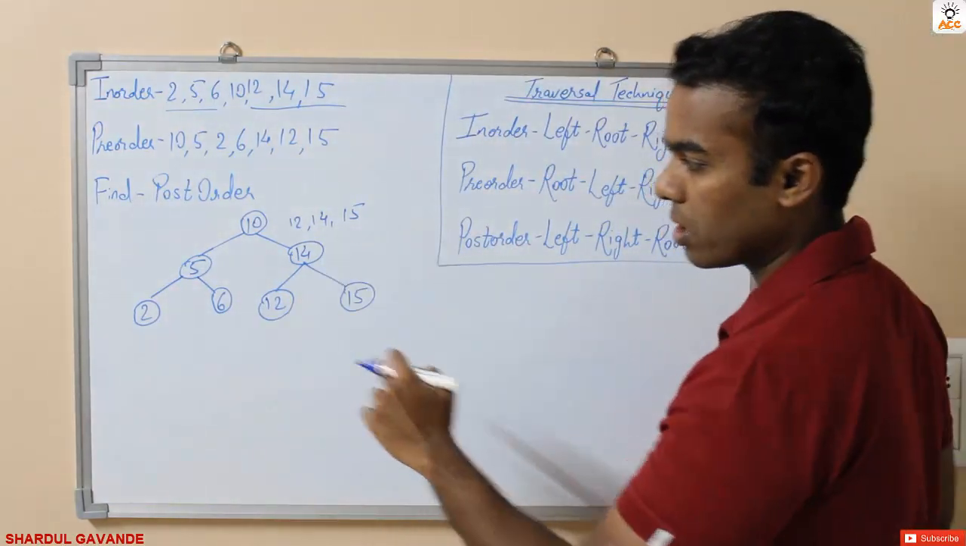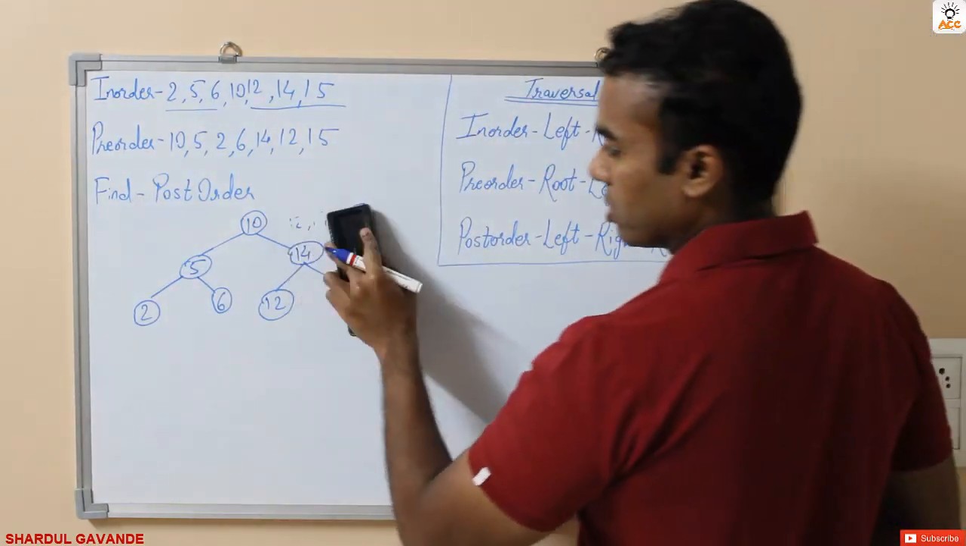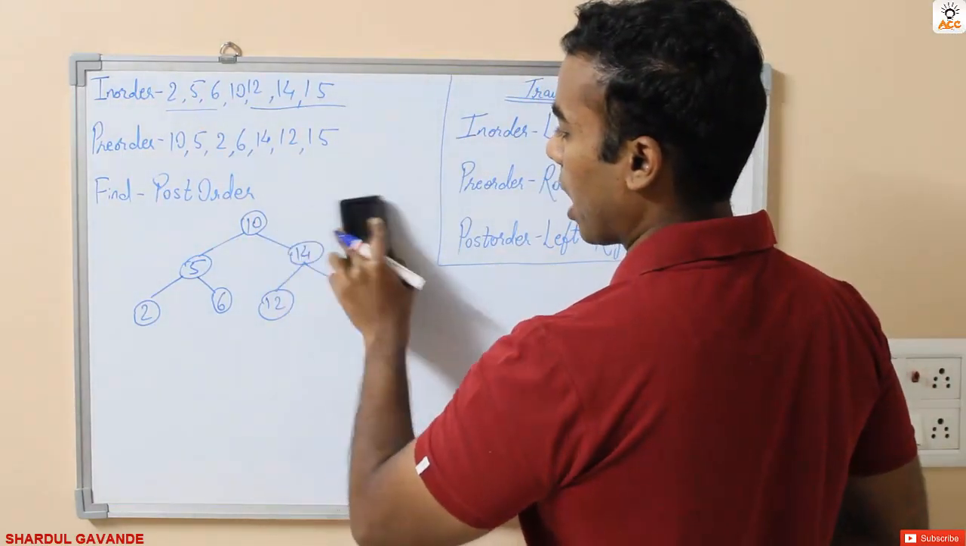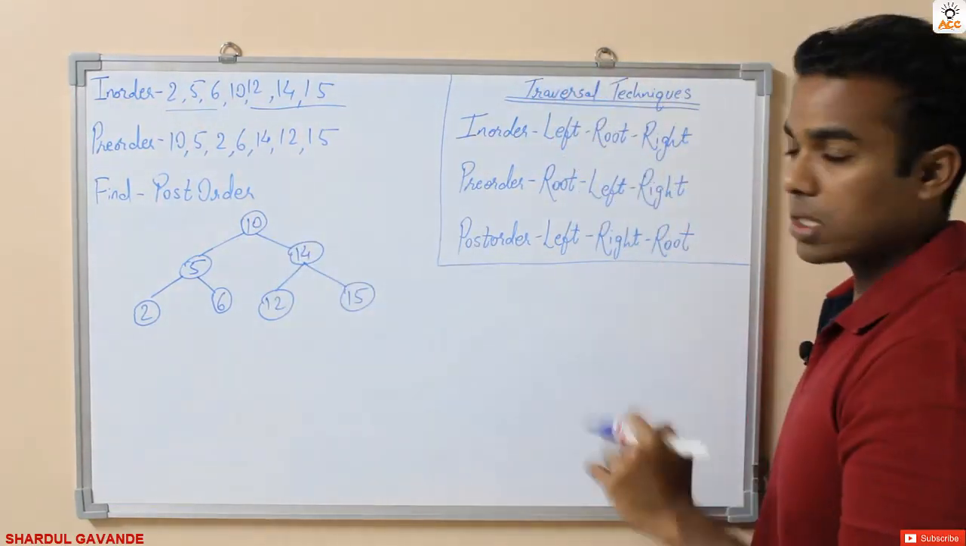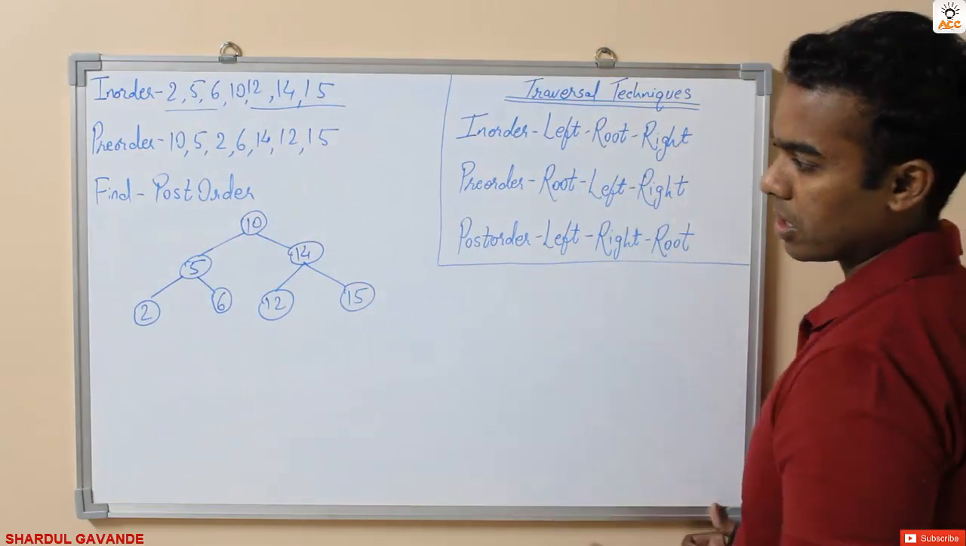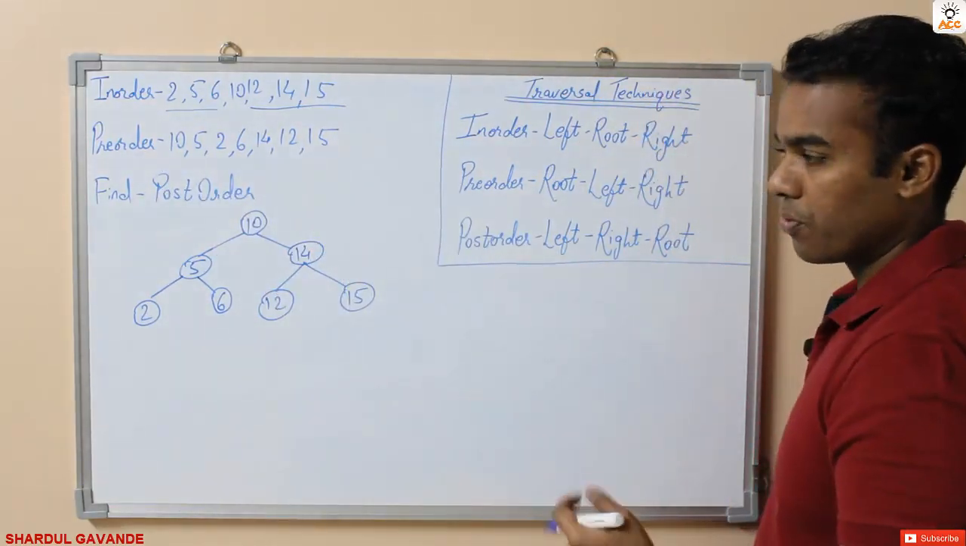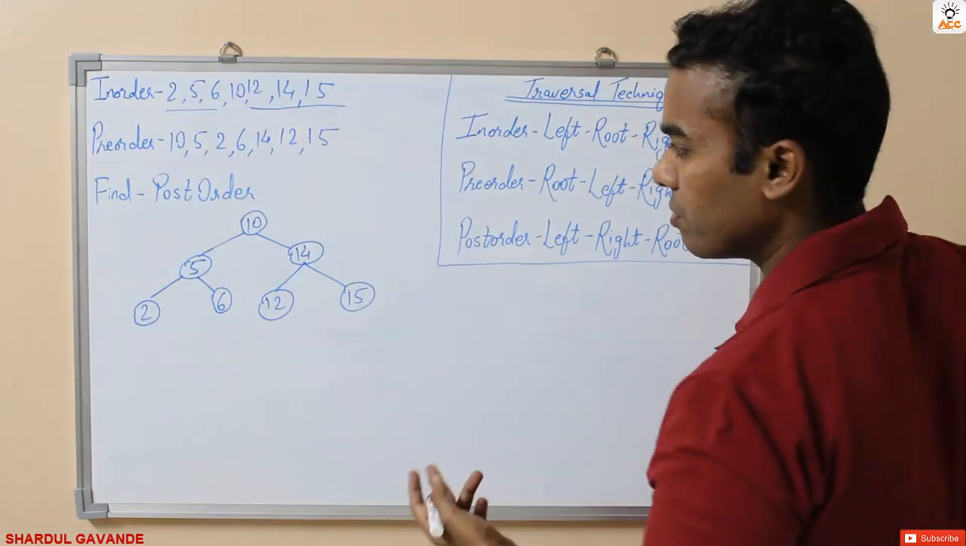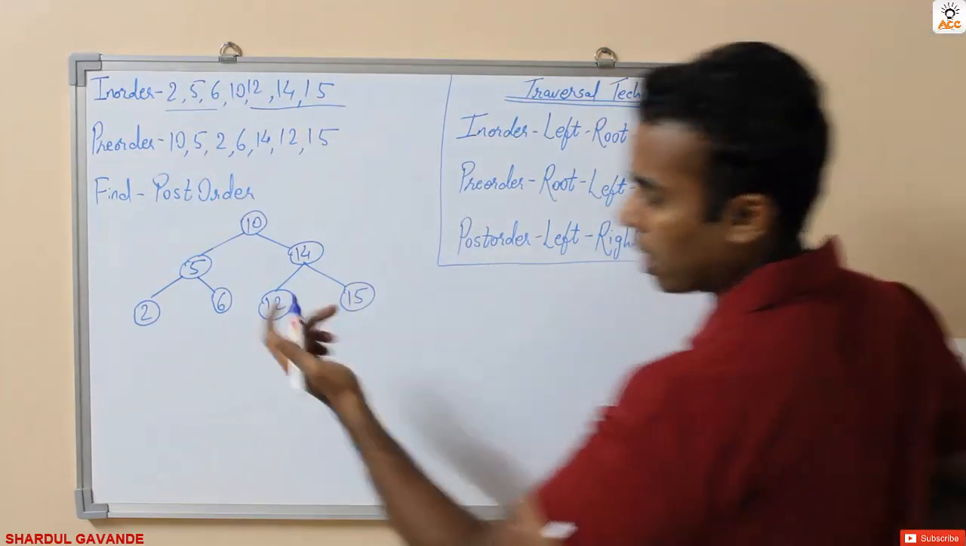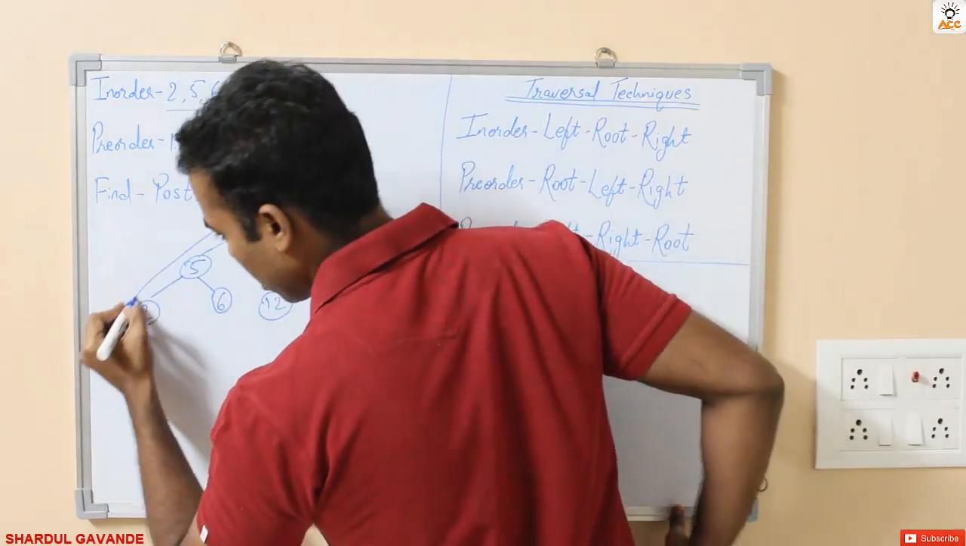So this is how you construct a binary tree first from the given pre-order and in-order. Once the binary tree is constructed, we have completed the entire sequence. Now we have to find the post order. To find the post order, we have to follow a path, so let us first draw a path.